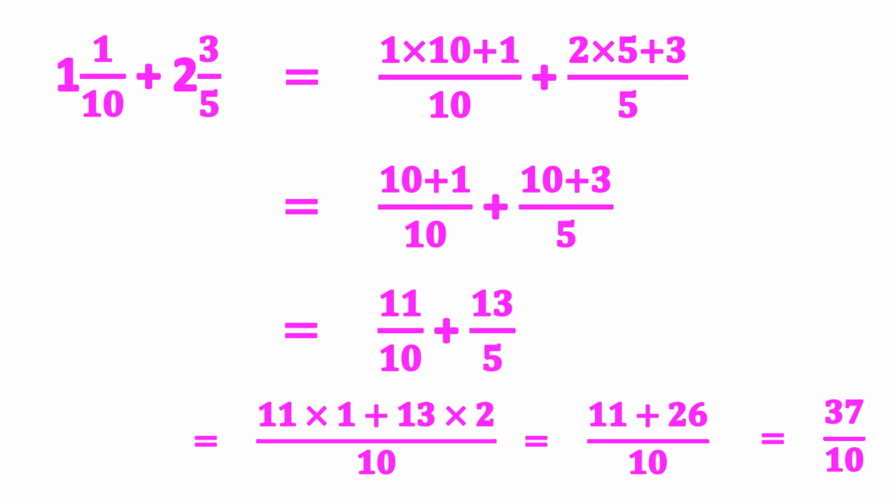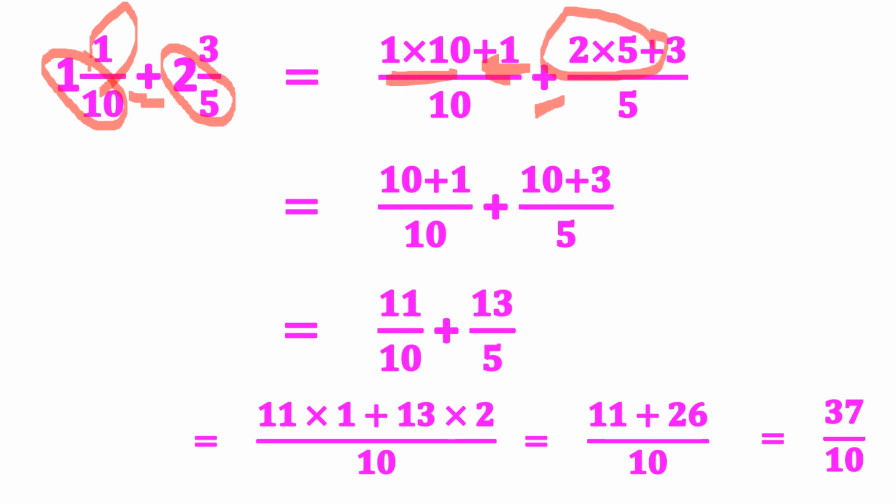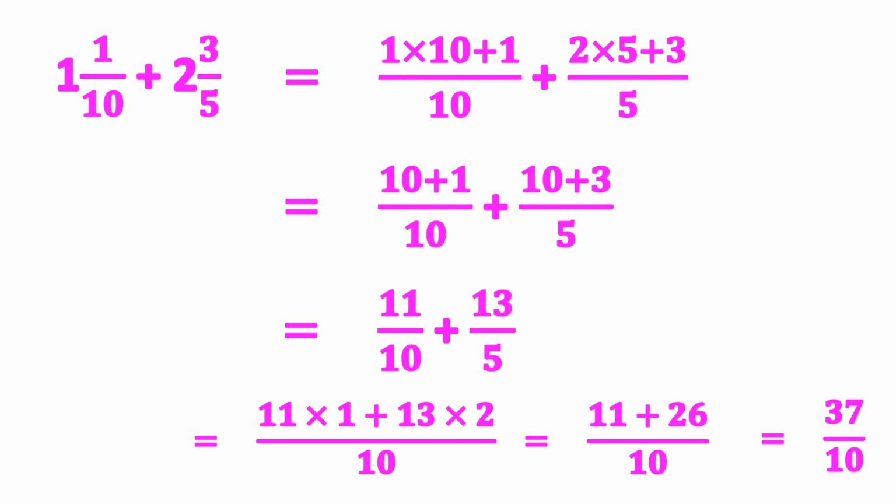Now next one, again one more mixed question example. So this one, what do we do first? First we multiply this. So 1 into 10. Then we add the numerator. Then again this one also same. Plus sign will remain, plus sign itself in the middle. 2 into 5, so 2 into 5. Then we add this 3. We add that, right? So after that we solve normally.